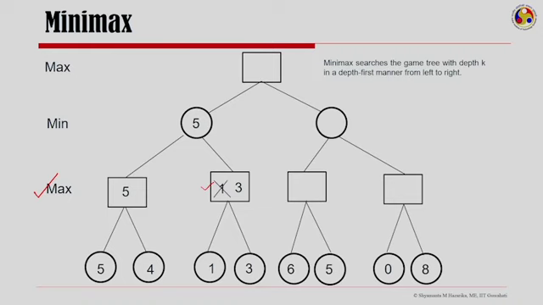Backs it up one more level. This is again interesting to note because this is a min level now and I have 5 there, whereas the backed up value is 3 and min would prefer 3 rather than 5. So 5 is overwritten and 3 is kept. And finally 3 is backed up to the root of the tree. This is how the left tree is completed.